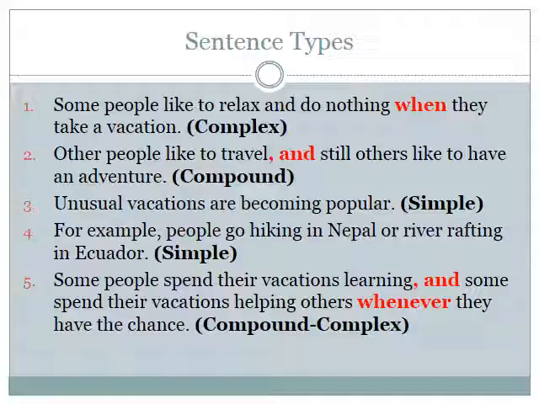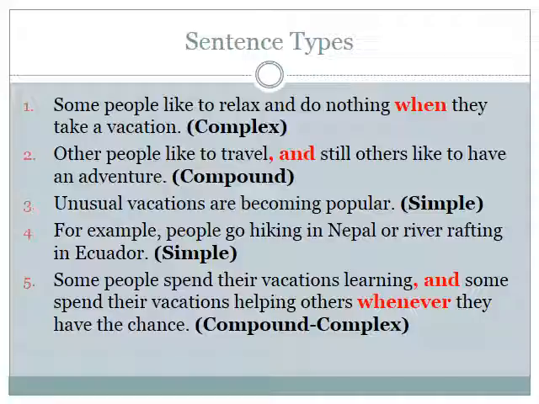"People go hiking in Nepal or river rafting in Ecuador." Now we have "or," which is a coordinating conjunction or a FANBOYS, but you'll notice that we don't have a comma. So in that case, we need both of those for compound sentences. Our last one is a compound complex sentence. So compound complex has the two independent clauses and a dependent clause, and also the FANBOYS and the comma.